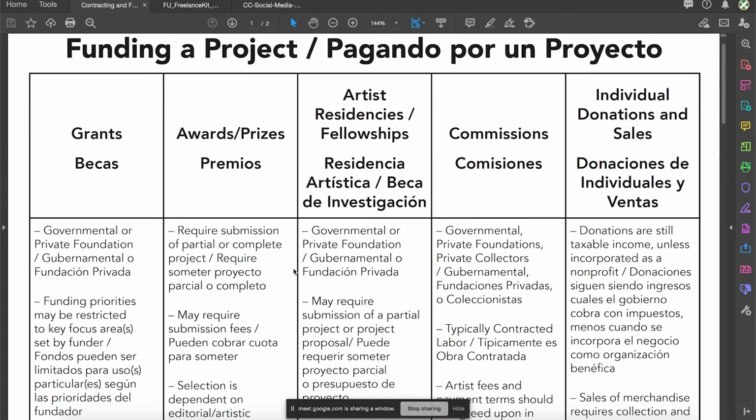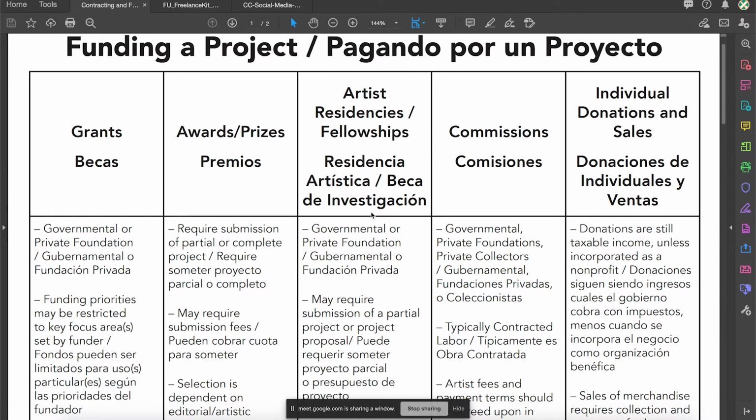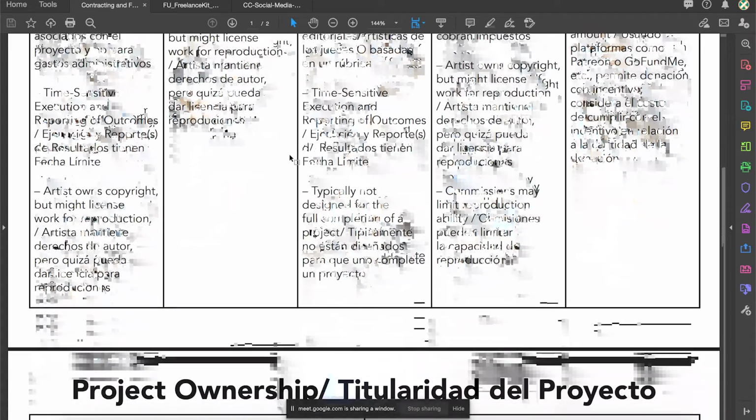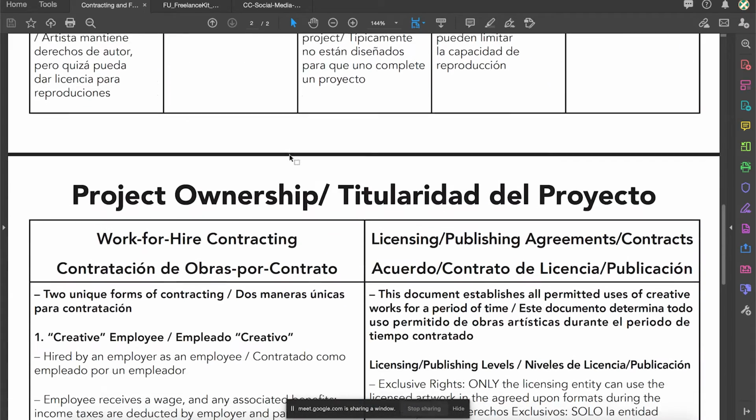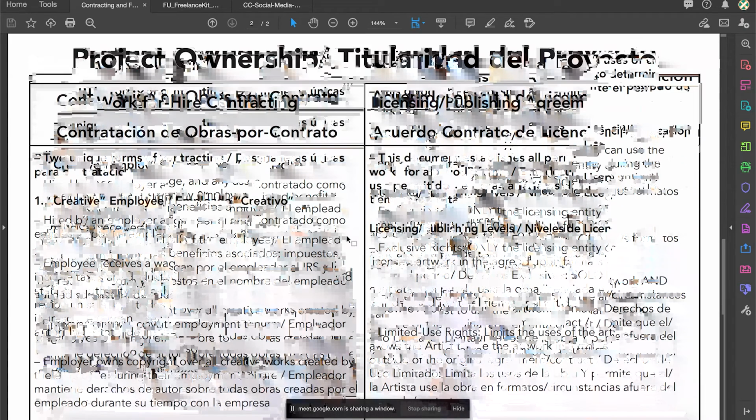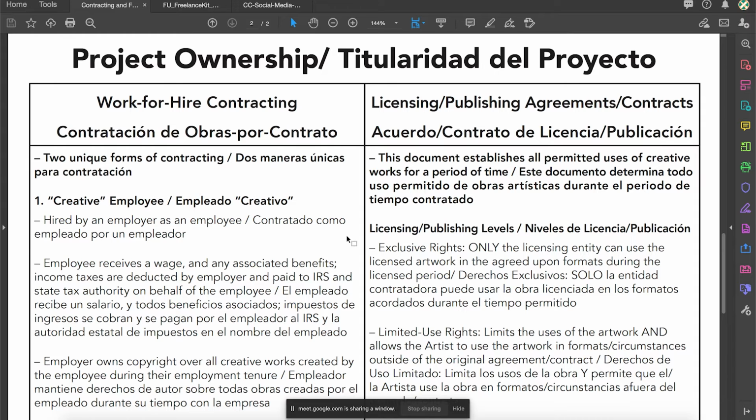So, like I was saying, these are the ways in which you can get funding for your art, right? Sales, donations, commissions especially can get a little bit tricky, because you want to start to think about contracts. What are the ways in which you still control your artwork, where you still are the owner of your project? So this next one gives you at least my understanding of how some of these contracting documents work. First, we're going to start off with work for hire contracting.